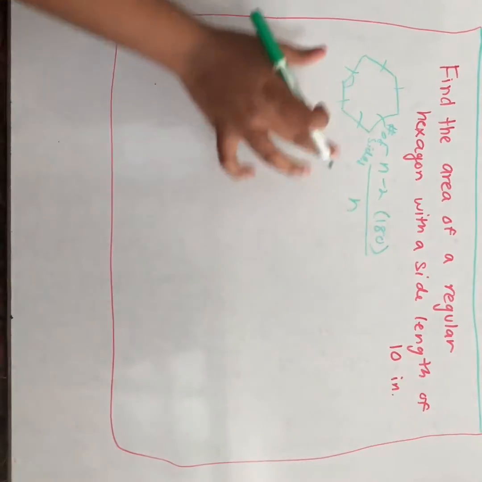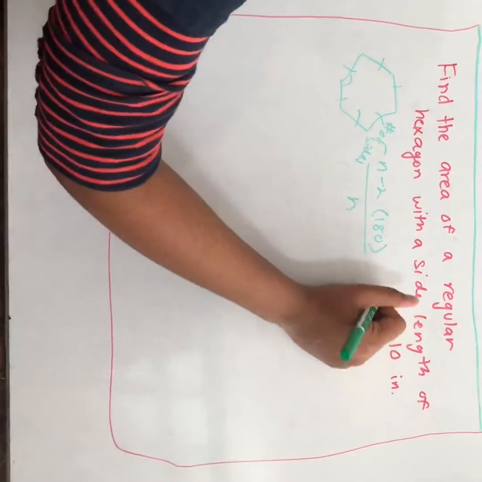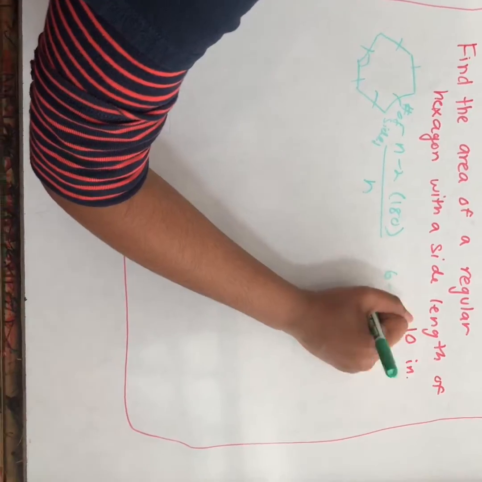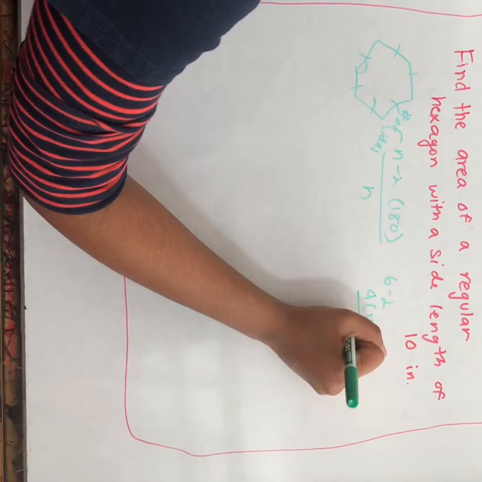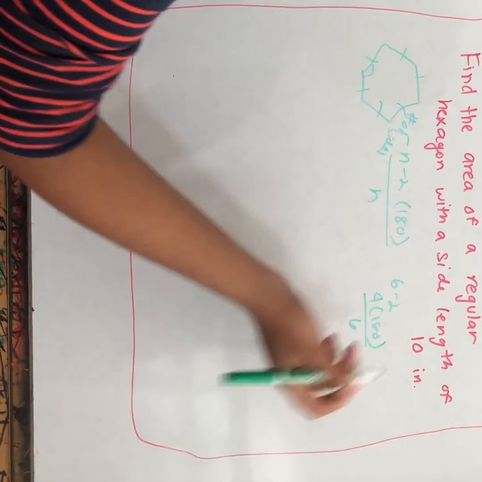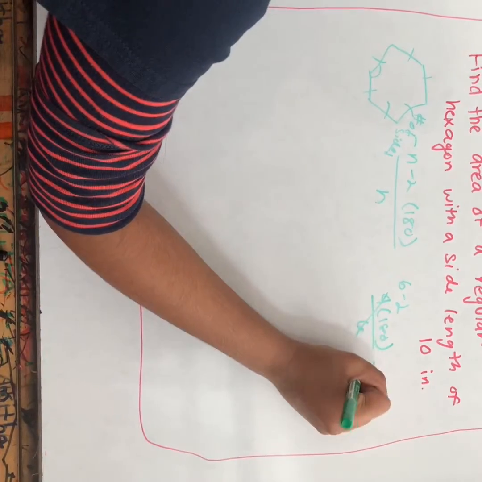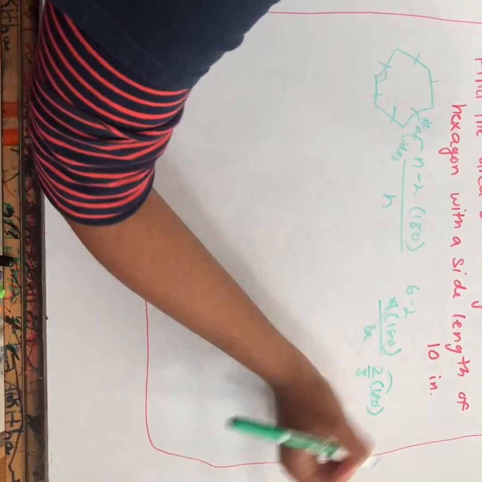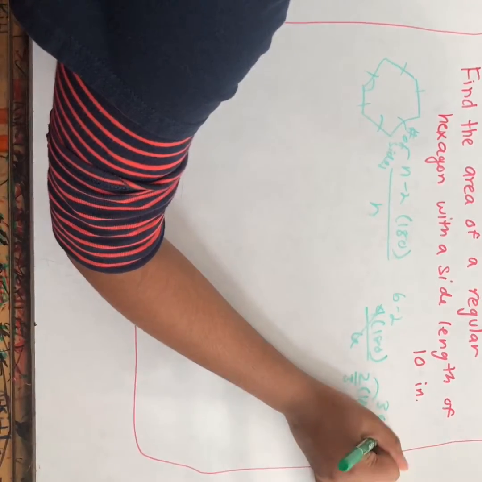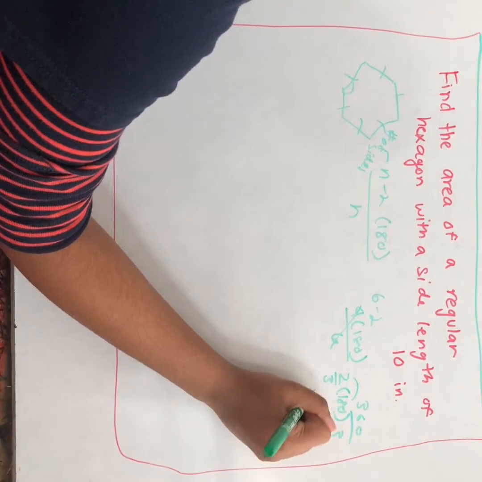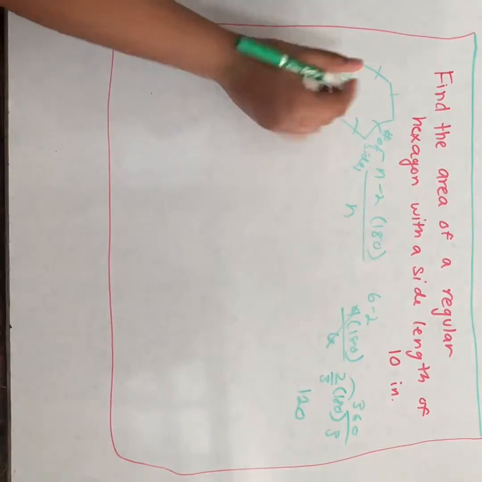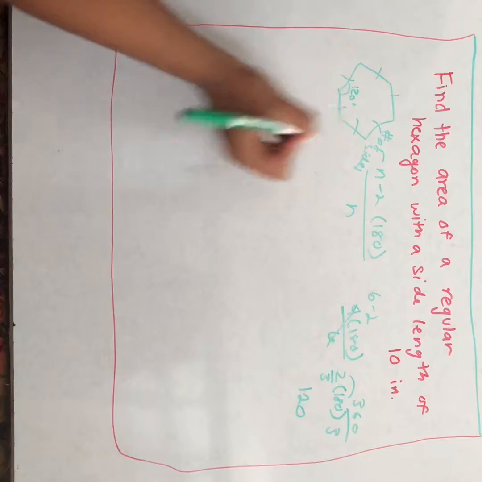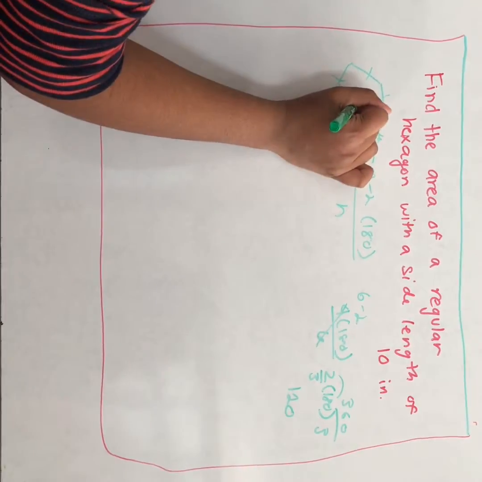So to find the measure of this angle, you would do 6 minus 2, which is 4, times 180 over 6. You can reduce this to 2 over 3 times 180, that would be 360 over 3, which is basically 120. So the angle measure is 120 degrees. So we're going to make a little triangle.